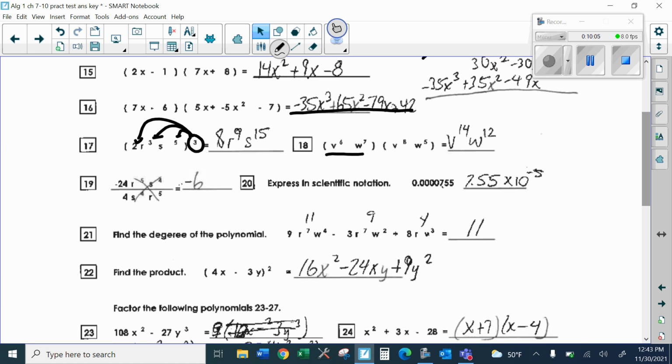Here, I just have two terms being multiplied together. I just add the exponents of like bases. So v and a v, add them. 8 plus 6 is 14. A w and a w, 7 plus 5 is 12.